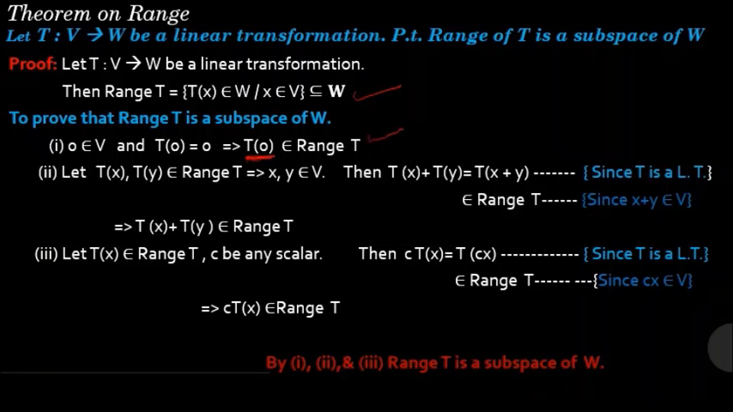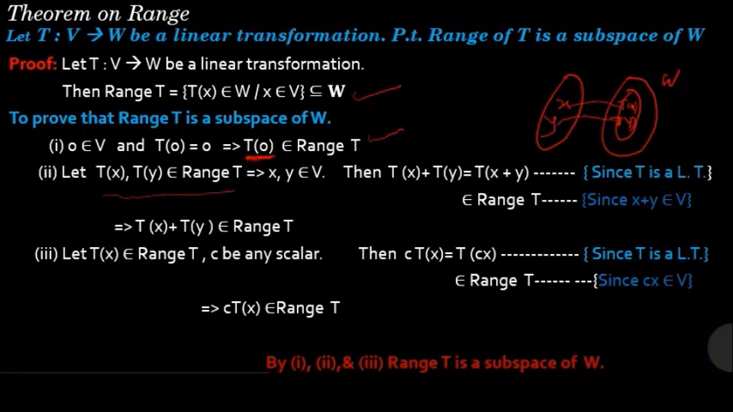Then the second one: you should take two elements from the set whatever you are proving. You are proving for the range. So this is W, this is the range. Take two elements T of X and T of Y from the range. When T of X and T of Y are in the range, what does it mean? There is X in the domain for T of X, and there is Y in the domain for T of Y. So T of X, T of Y belonging to the range implies X, Y belong to V. Then what will be T of X plus T of Y? T is a linear transformation, so we know that T of X plus T of Y is equal to T of X plus Y.